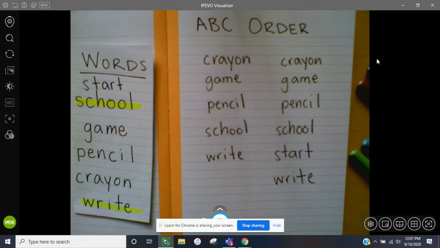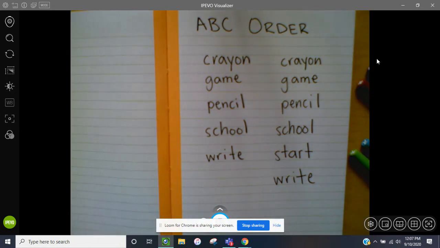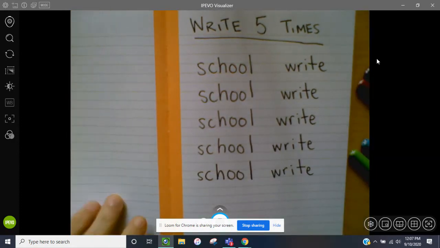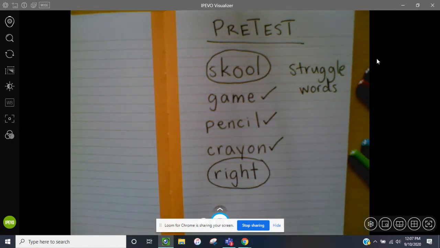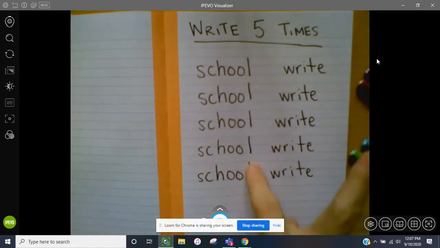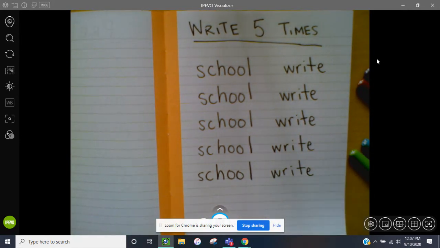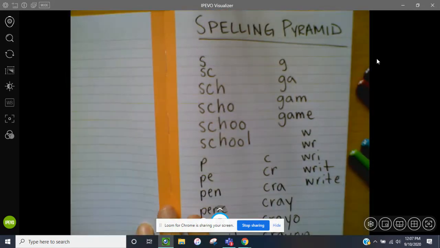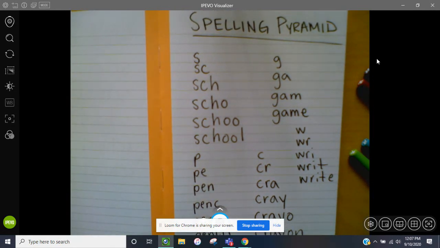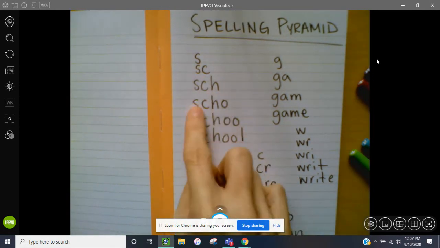Those are your 5 ways to study your spelling words. So let's go back over them very quickly. The first thing you do when you get your spelling words is a pretest to figure out what your struggle words are. When you figure out what your struggle words are, you write those struggle words 5 times each. The next way to practice your spelling words and how to spell them is to create a spelling pyramid and make sure you're sounding out each sound as you add it.